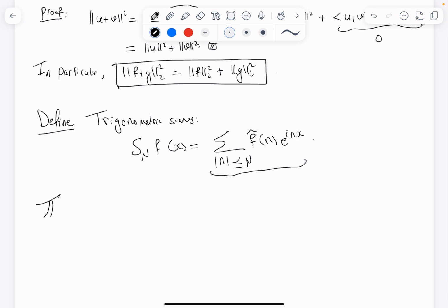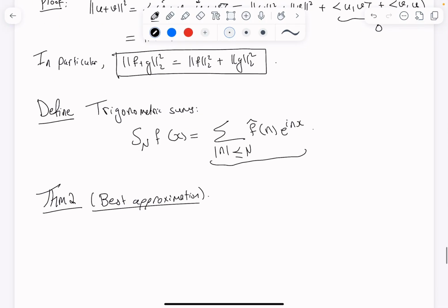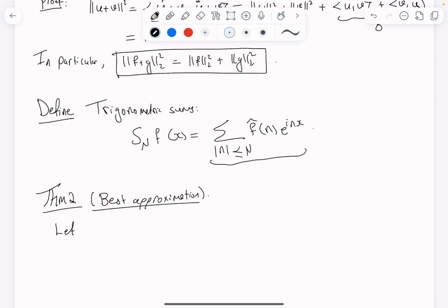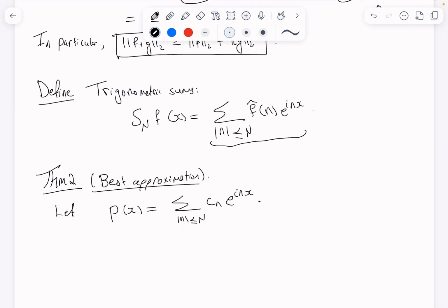So this is going to be theorem 2 on our list for this course, and it's a theorem on best approximation. And over here, here's the claim. So let's start with an arbitrary trigonometric sum or polynomial. So let p of x be the sum over n less than or equal to N of some coefficients c_n e to the i n x. So let's start with a general polynomial like this. So this is also called a trigonometric sum or a trigonometric polynomial.